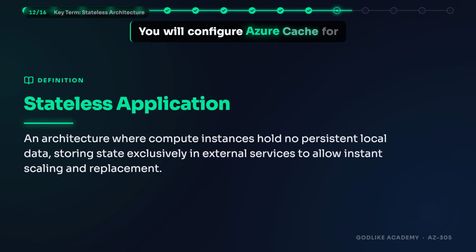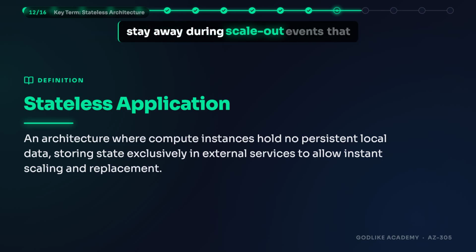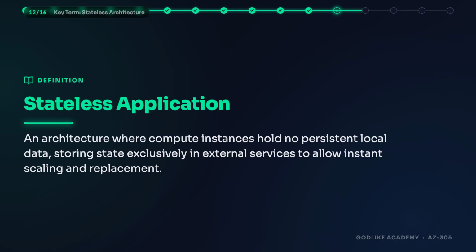You will configure Azure Cache for Redis to hold session tokens. Setting max memory to 256 MB prevents memory leaks, ensuring cache invalidation errors stay away during scale-out events that examiners flag as architectural anti-patterns.